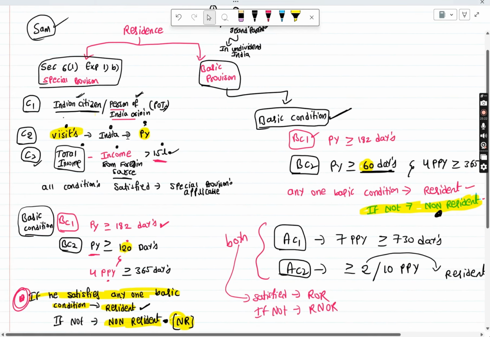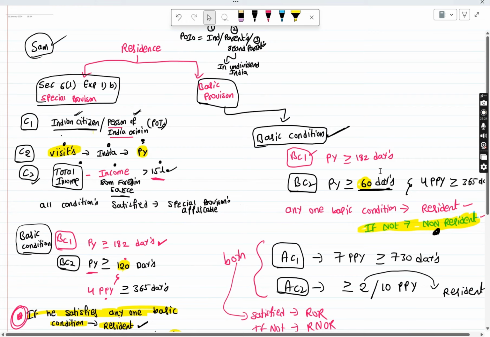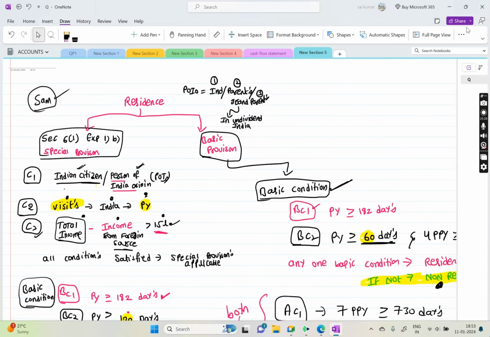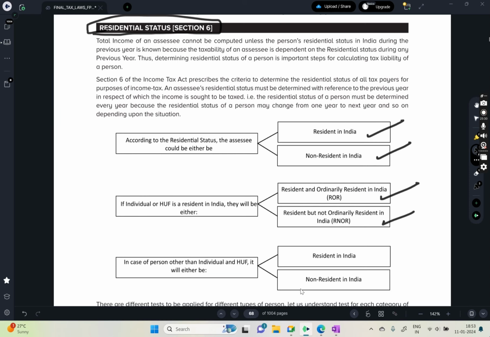Now let's do some questions from our book, so we'll get clarity on this, and I will also tell you the points we have discussed. So this part is done.